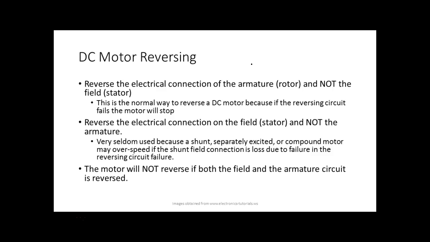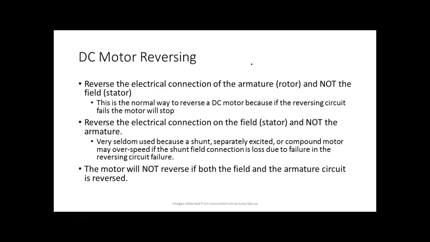Reversing. The reverse electric connection going to the what? Armature and not the field. This is the normal way to reverse a DC motor, because if the reversing circuit fails, the motor will stop.